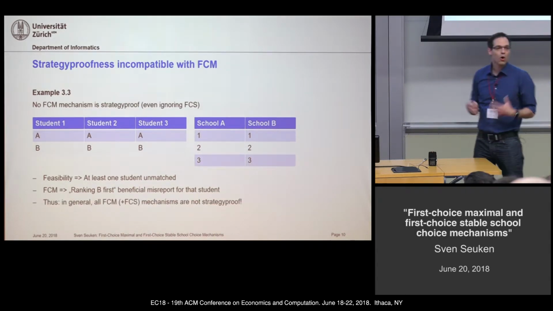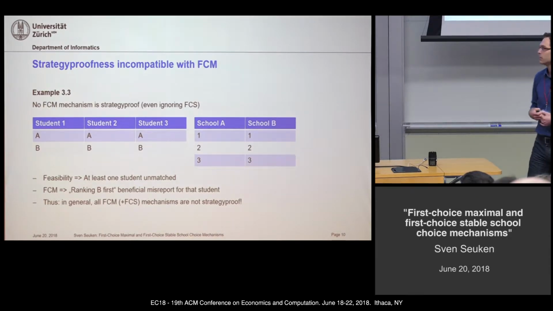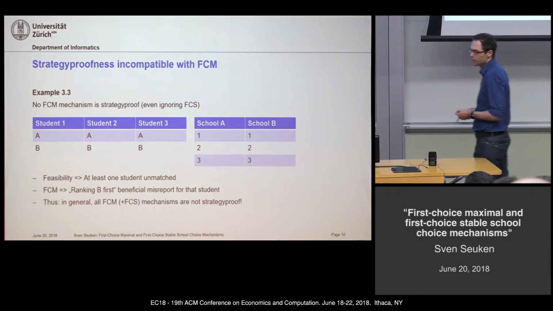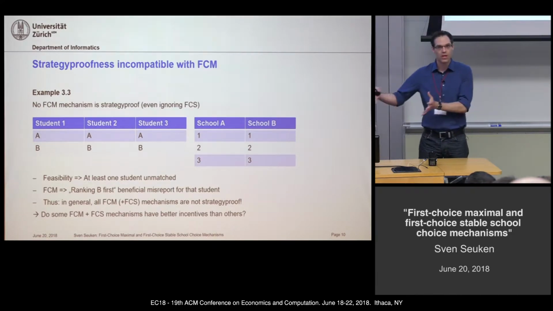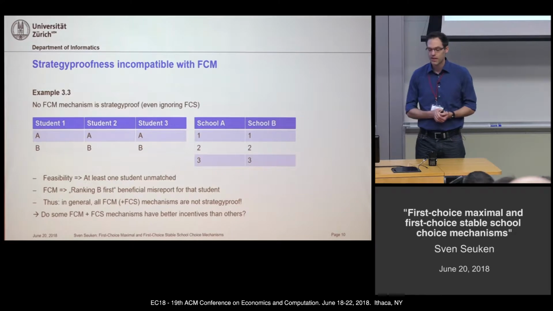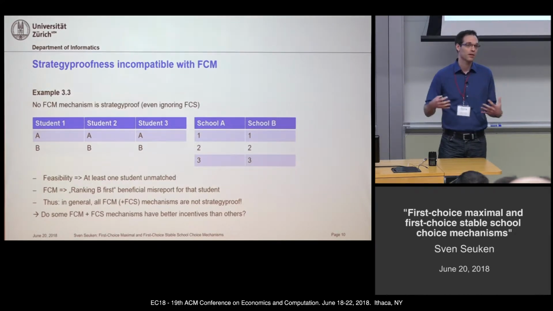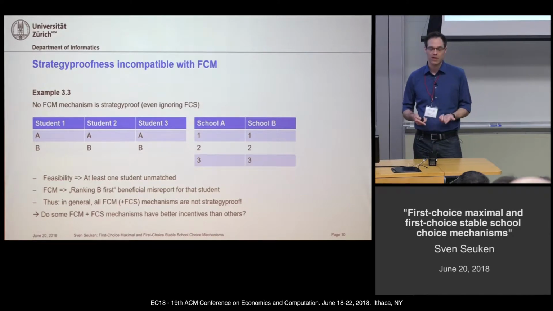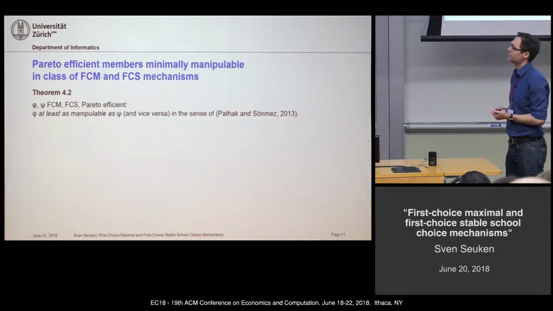So in general, all first choice maximal and first choice stable mechanisms will not be strategy proof. But what does that tell us about incentives? They are all in this class of not strategy proof mechanisms, but perhaps some still have better incentives than others by some kind of metric. And this is the question that this theorem answers.